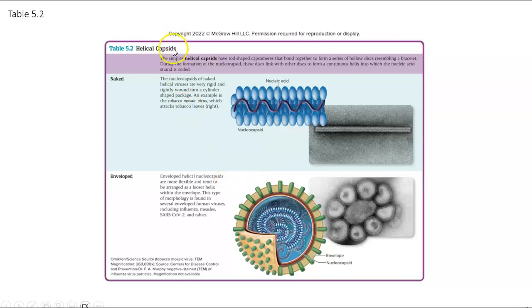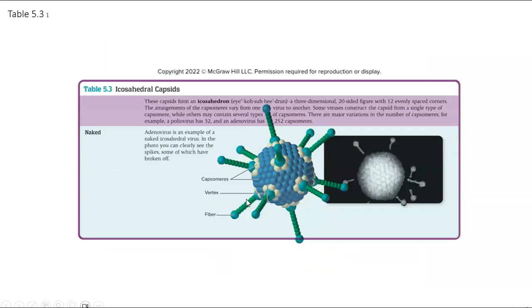The helical capsid can be naked or it can be enveloped. Remember, we said you could have a lipid layer on the outside. That's the envelope. In this virus, this is SARS-CoV-2. Here's the helical virus. It's kind of coiled up inside of this envelope, and so there's an enveloped helical virus.